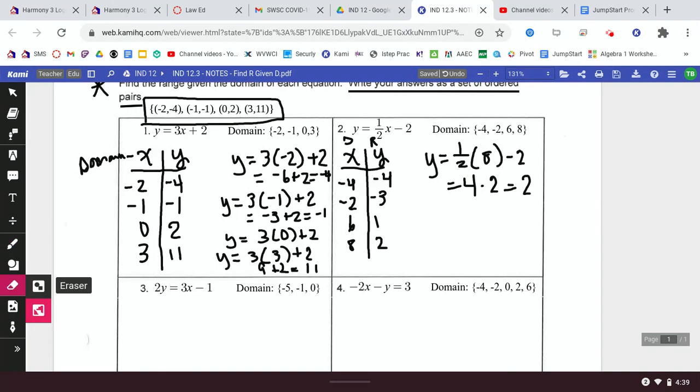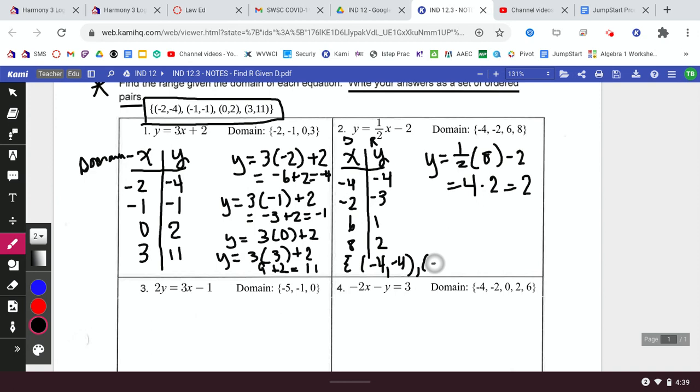All right, so now I have my x's found, or my given x's, and I've got all my y's found that go with each x. So now I'm ready to write my answer as a set of ordered pairs, because that's what the instructions want us to do. So our set of ordered pairs here is, there's my fancy bracket. The first one is -4, -4. My next one is -2, -3.